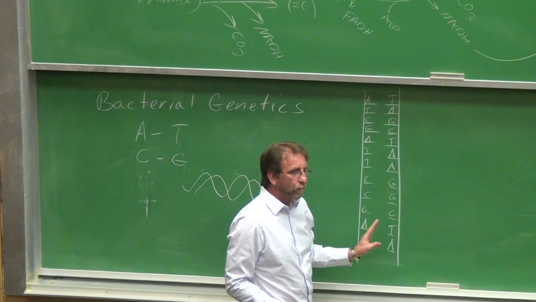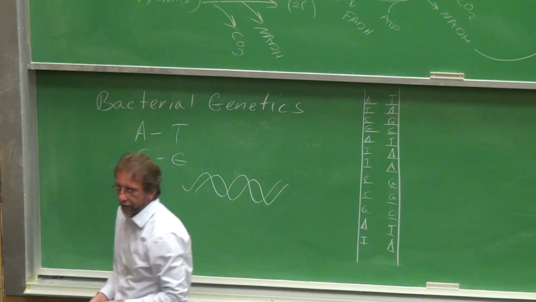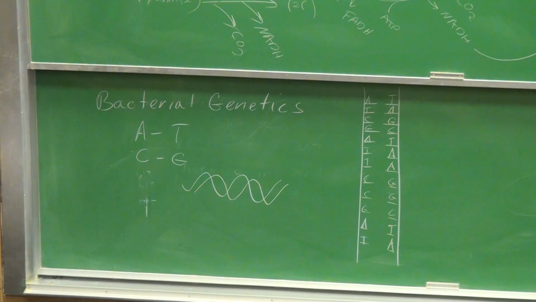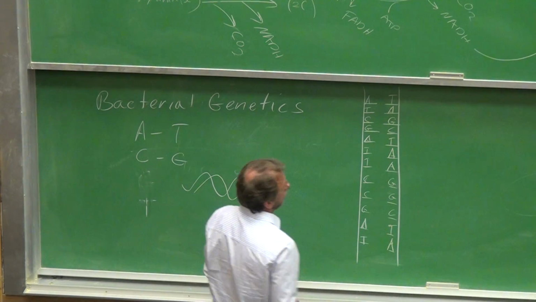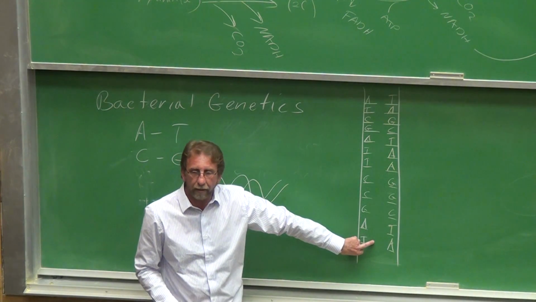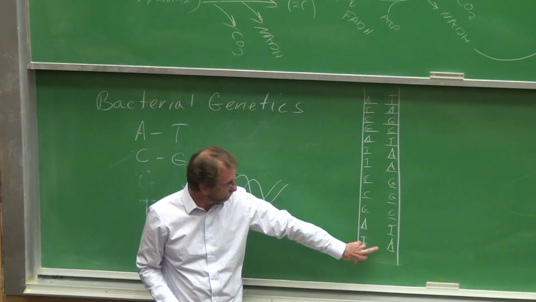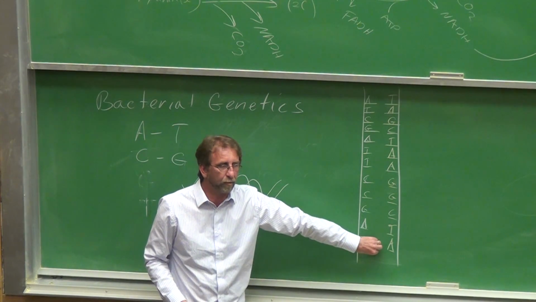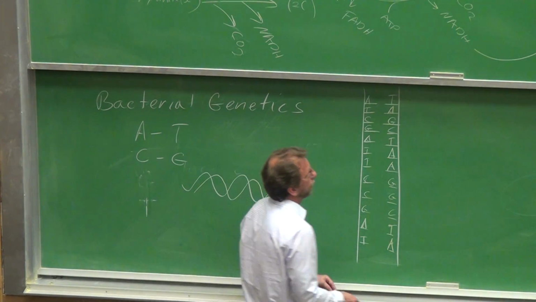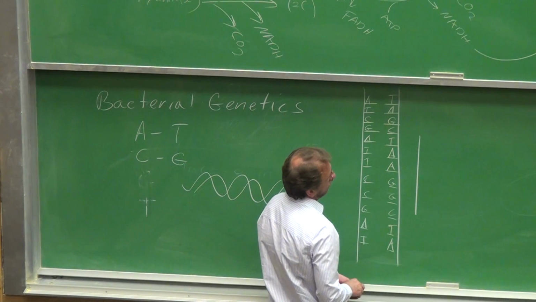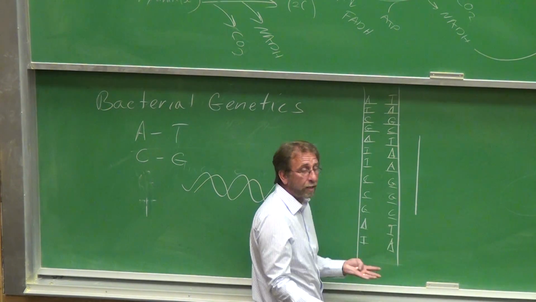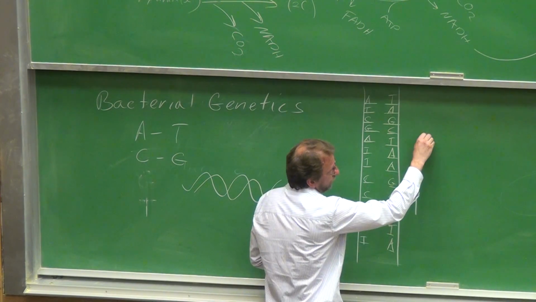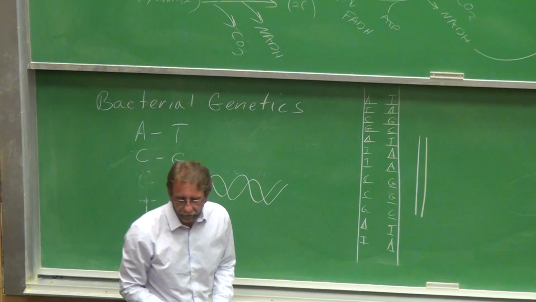Now, what's great about this molecule is that it's semi-conserved, and when it goes to replicate, it essentially will unzip and replace the missing nucleotide with a complementary nucleotide, so that you end up with one DNA molecule with an old strand of the nucleotide sequence and a new strand of the nucleotide sequence.